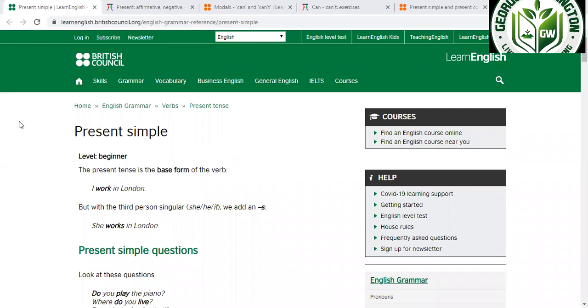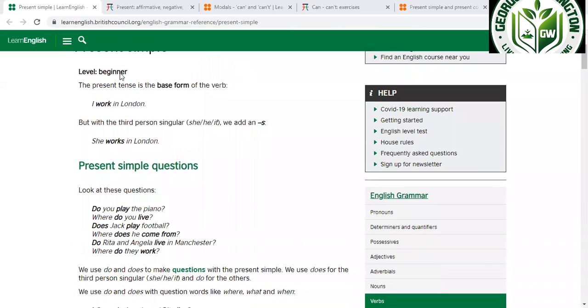Okay, so here we have the present simple. So the present simple tense is the base form of the verb. Okay. What is the base form? The base form is when the verb doesn't change. It's not in past, it's just in the infinitive form. Okay, I work in London.